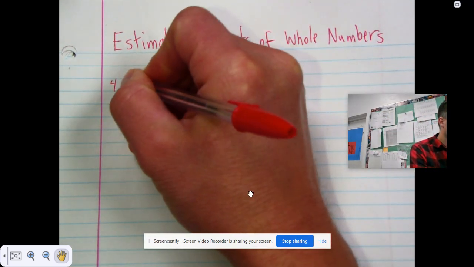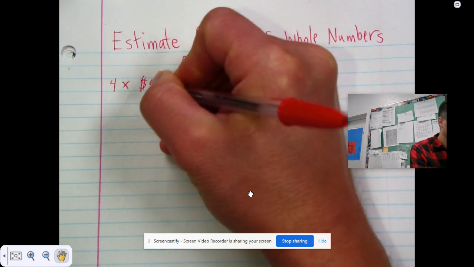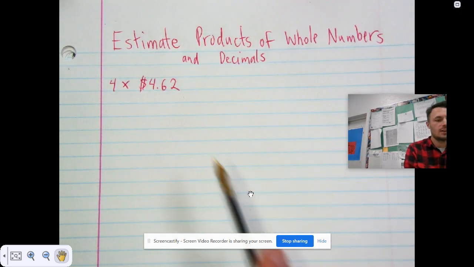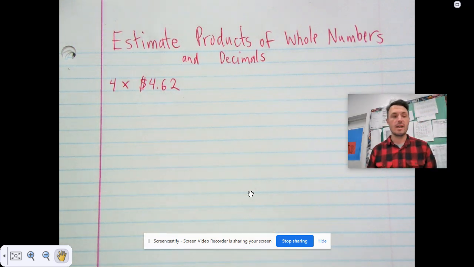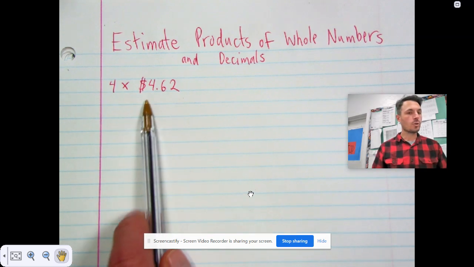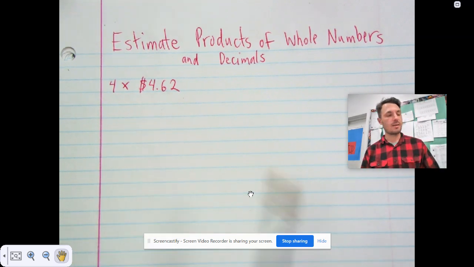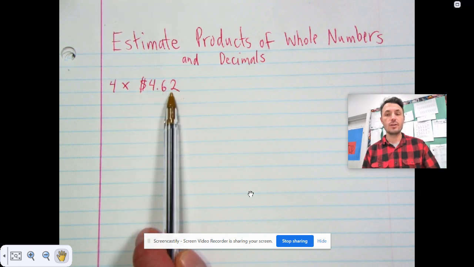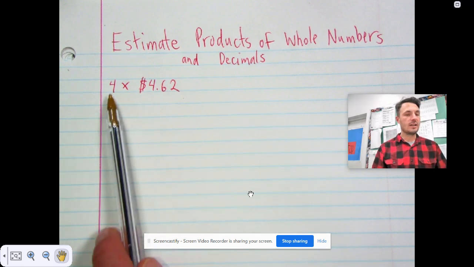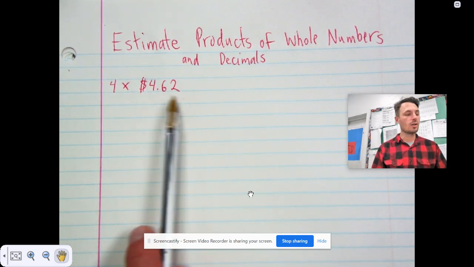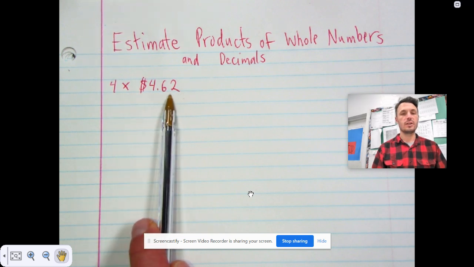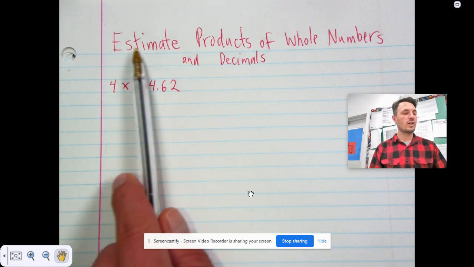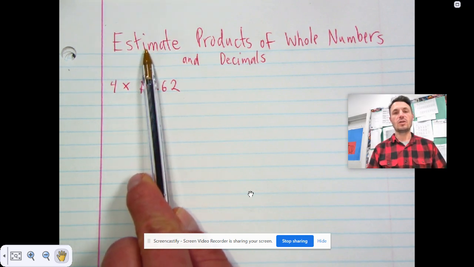Let's do 4 times $4.62. Notice that this is a money problem because anytime you're dealing with money, you're dealing with decimals. So $4.62, that's the same thing as 4 and 62 hundredths of a dollar. Now, we are not finding the exact answer to this, so we're not going to multiply 4 times 4 and 62 hundredths, or $4.62. Instead, we're going to find an estimate, which means we need to round.